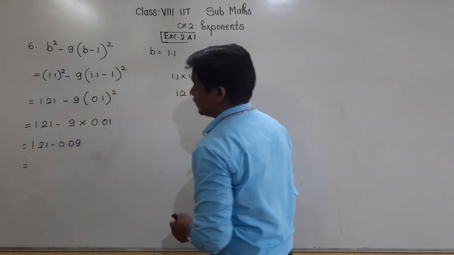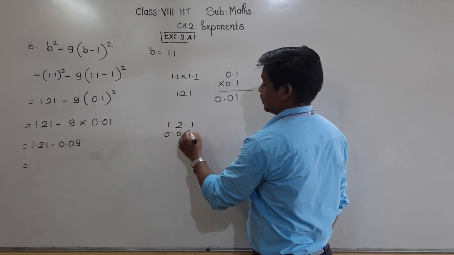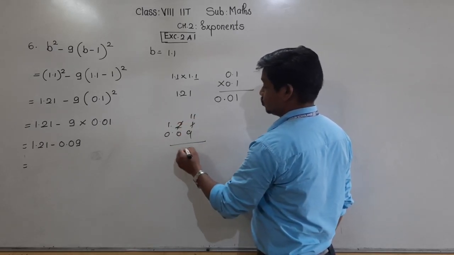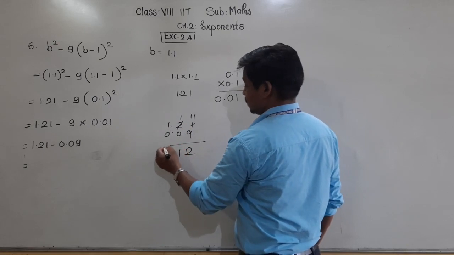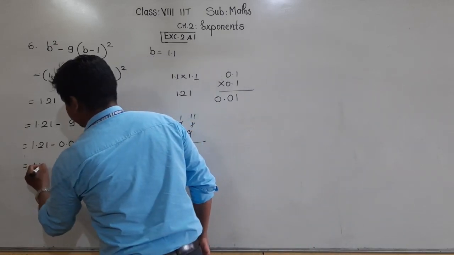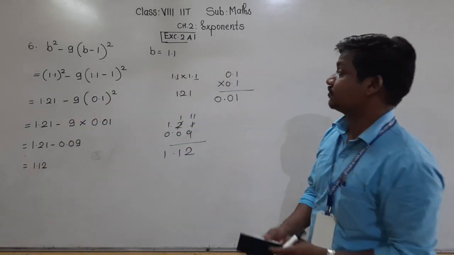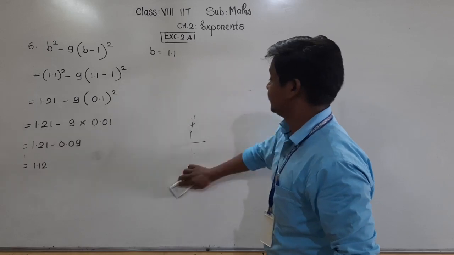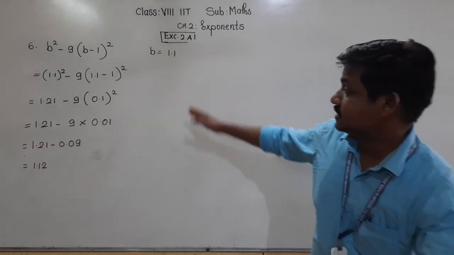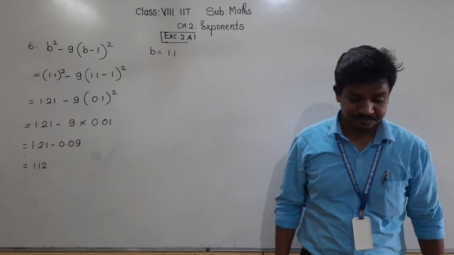Now 1.21 minus 0.09. 1 minus 9 not possible, that's why 11. 11 minus 9 is 2. Here 1, 1 minus 0 is 1. So 1.12. 1.12 is the answer of this expression when we put the value of b as 1.1. Understood? Pause this video and write this example in your notebook.